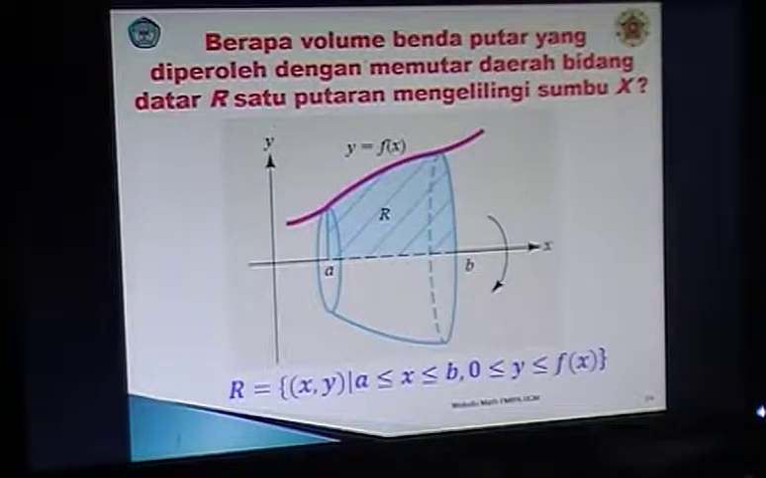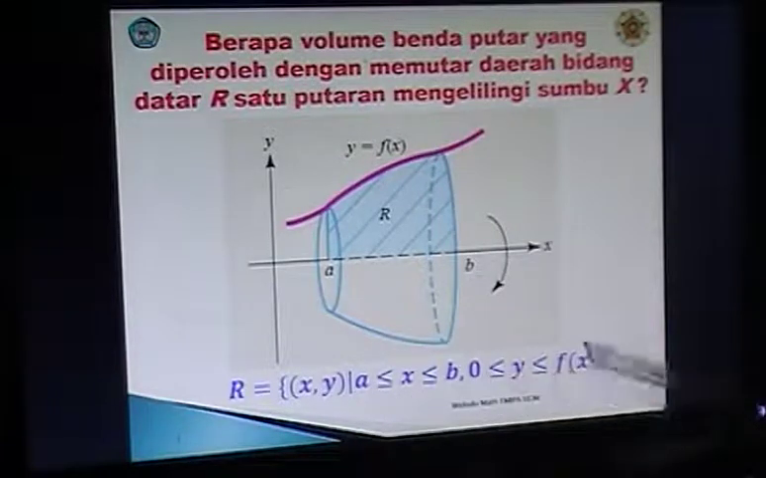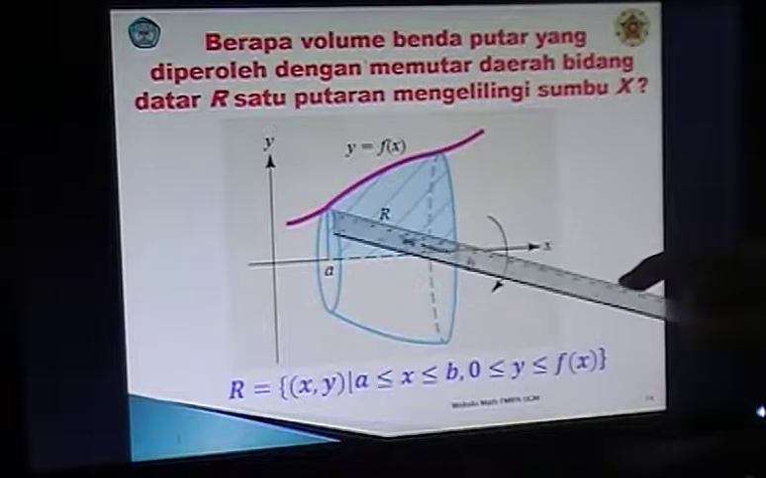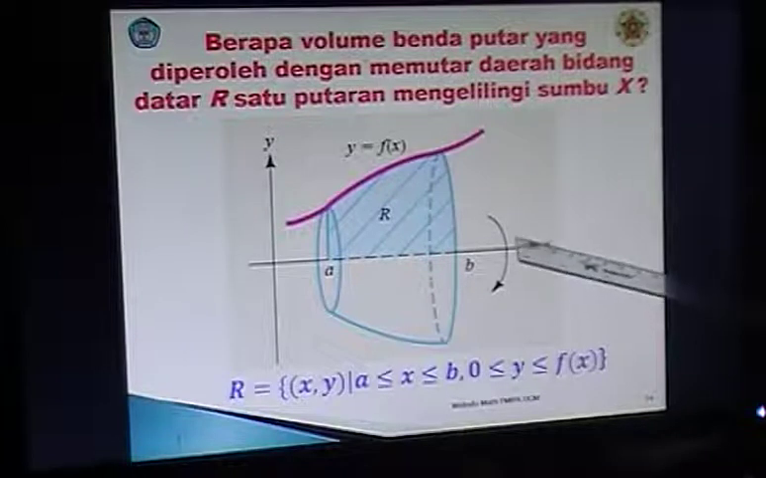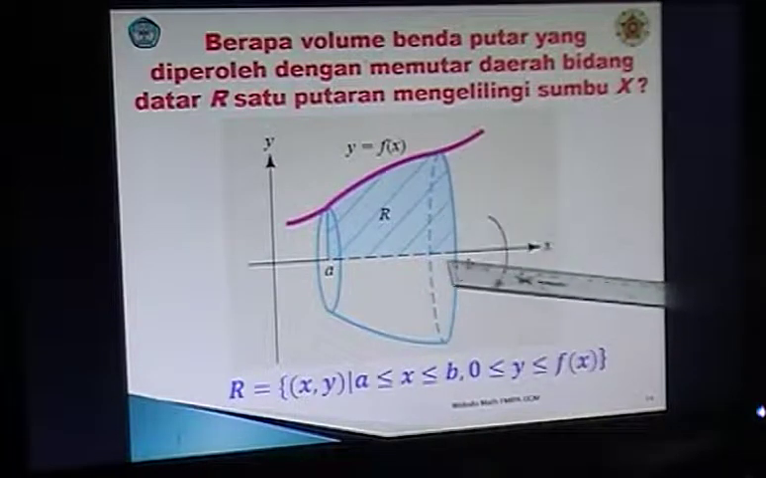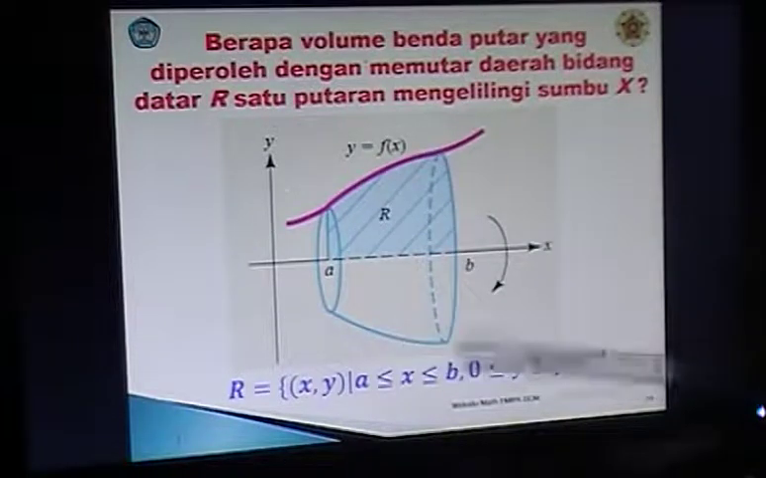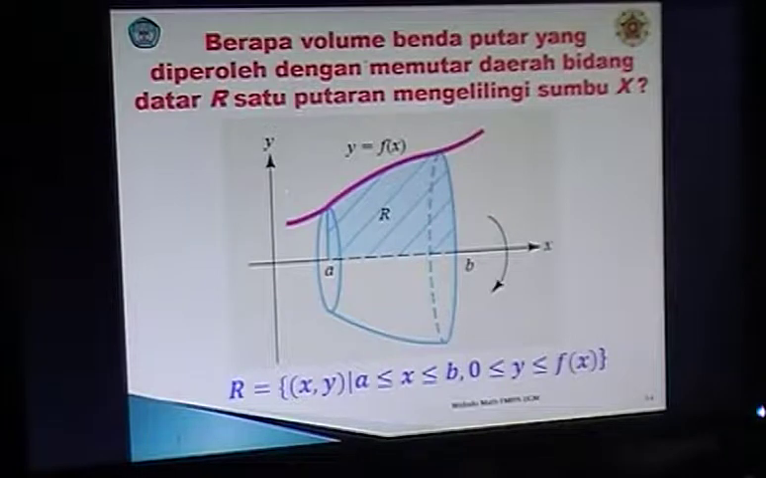If we are given the area something like this, it is called R. For instance, if the R is the area of the points x comma y, where the x between a and b, and the y between 0 and f(x), this is actually this area, and then this area is rotated one round surrounding the x-axis, then we have the solid revolution like this. The problem is that what is the volume of this shape of the solid revolution? We will use the concept of definite integral to describe the formula.